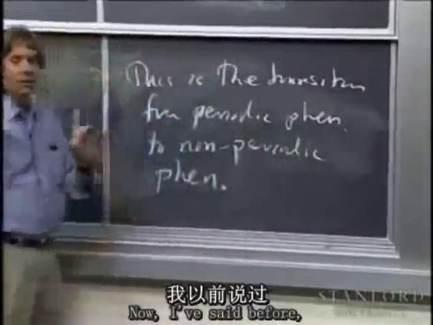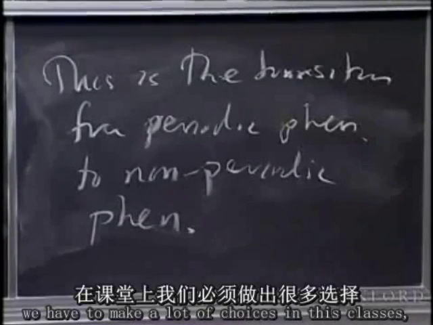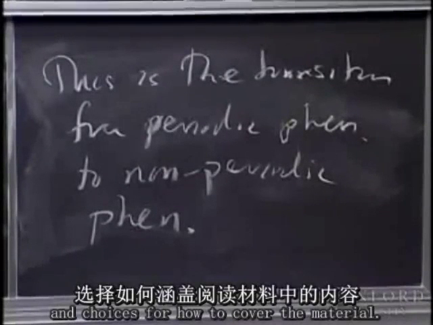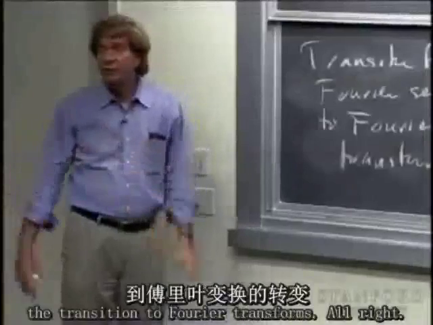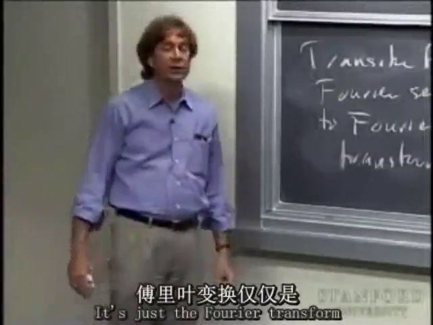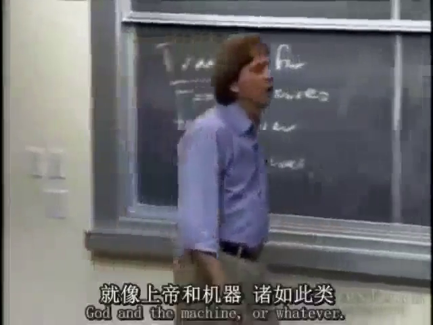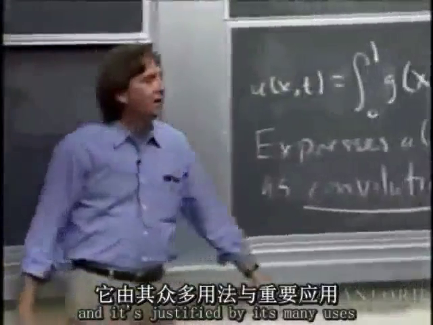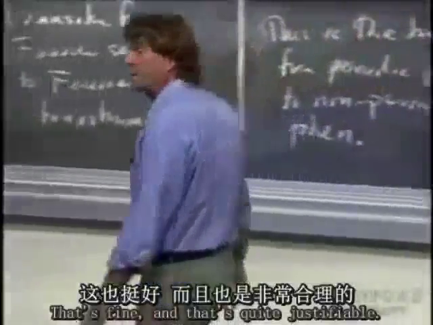Now, I've said before, and you'll hear me say it again, we have to make a lot of choices in this class, choices for how to cover the material. This is not the only way of doing it. In many treatments of the Fourier transform, you don't start with Fourier series and then try to make the transition to Fourier transforms. The Fourier transform is presented as a deus ex machina. It's just there, and it's justified by its many uses and its important applications. And that's quite justifiable.